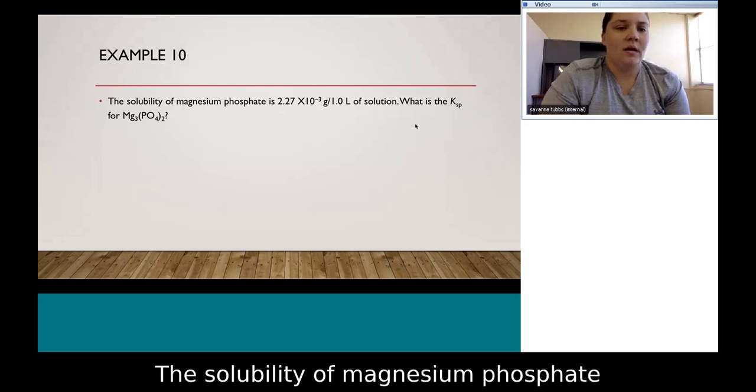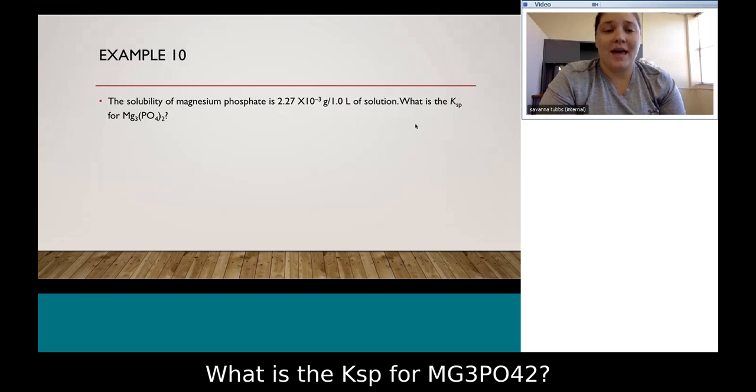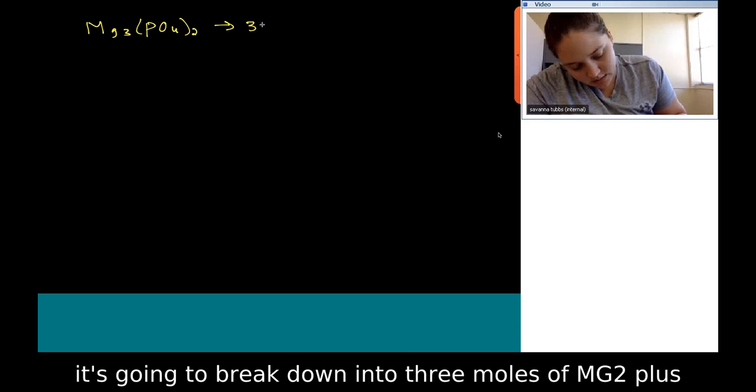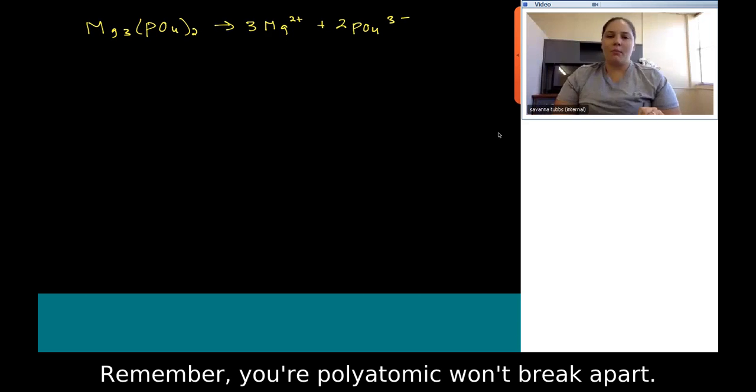Number 10. The solubility of magnesium phosphate is 2.27 times 10 to the negative 3 grams per liter of solution. What is the KSP for Mg3(PO4)2? This one's a little more difficult because there are multiple steps that we have to do. So if we have Mg3(PO4)2 and we break this down, it's going to break down into 3 moles of Mg2+ and 2 moles of PO43-. Remember, your polyatomic won't break apart.